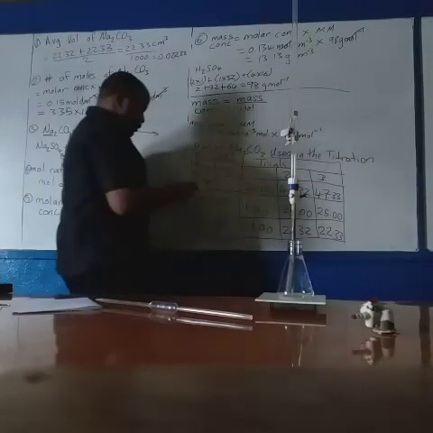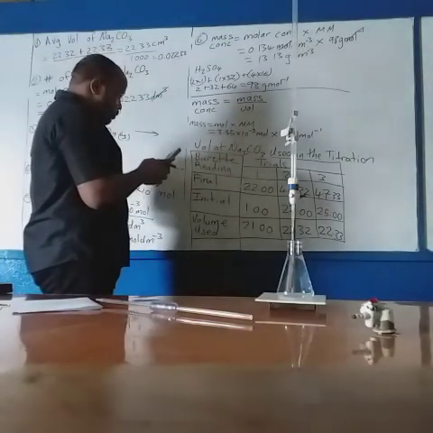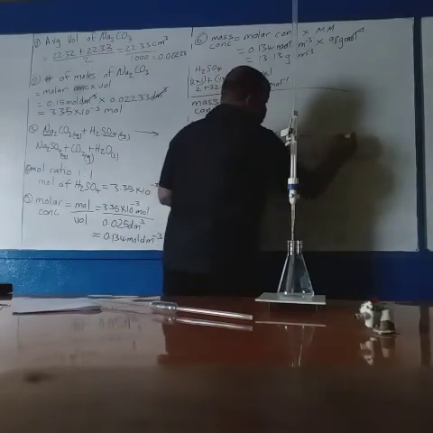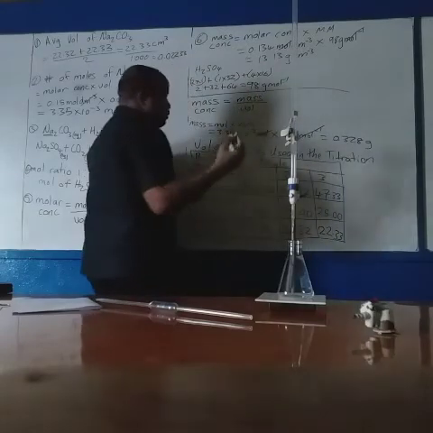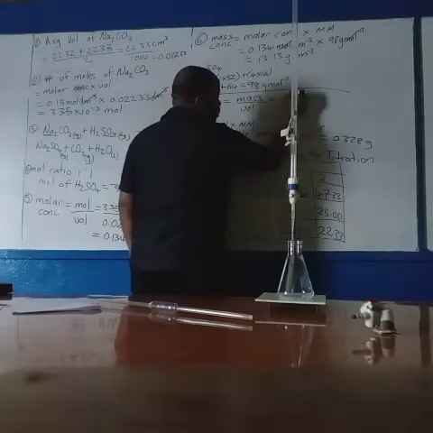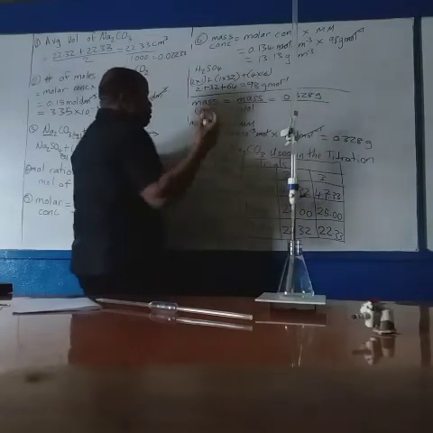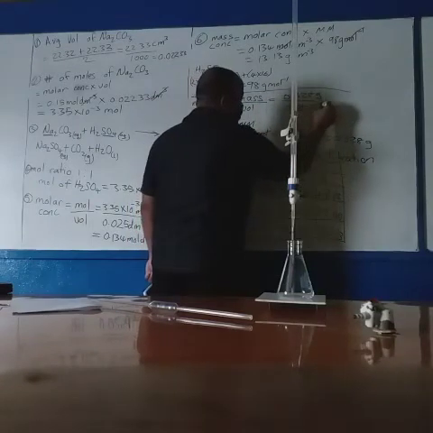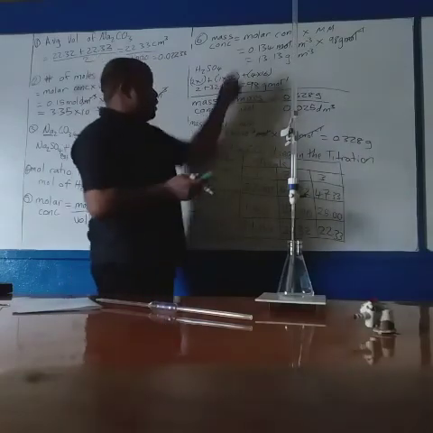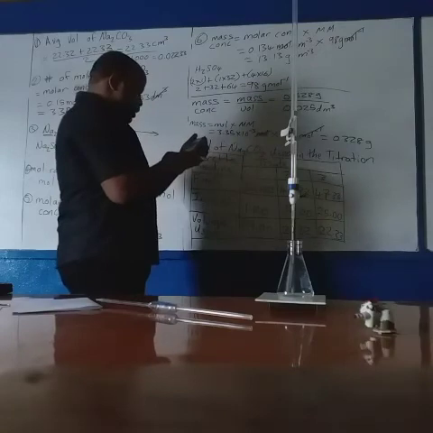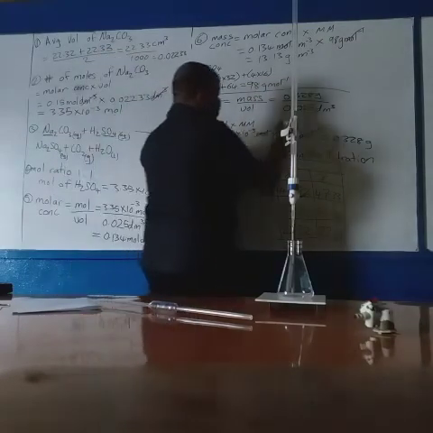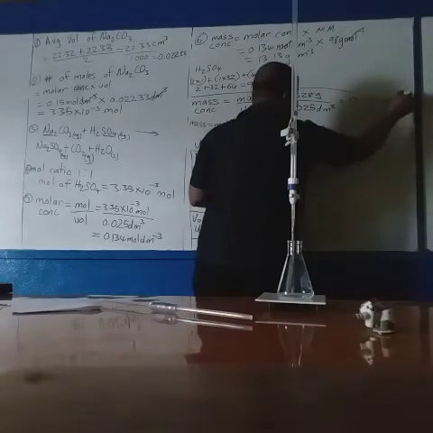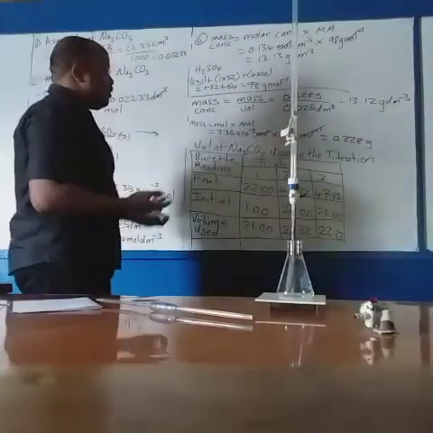So that's 3.35. So the mass of sulfuric acid used was 0.328 grams. The volume of sulfuric acid used in the titration was 25 cm3. Convert that to dm cube, it is 0.025 dm3. So let's see if these two answers will be the same. So 0.328 divided by 0.025, and we get 13.12 grams per dm cube. Right. So we see that whichever way I want to work it out, the answers will be the same.